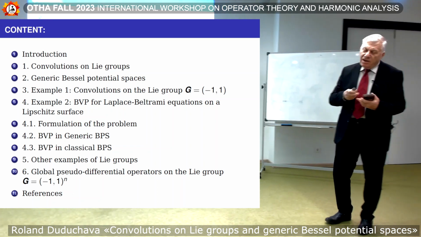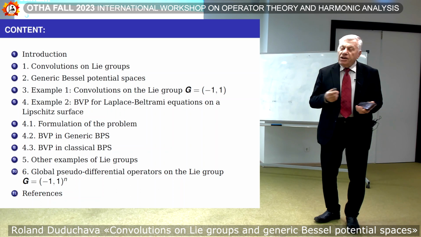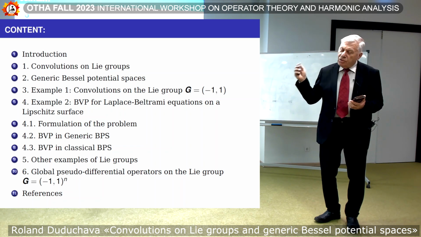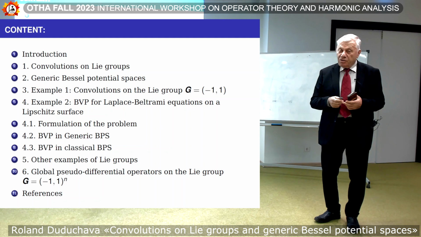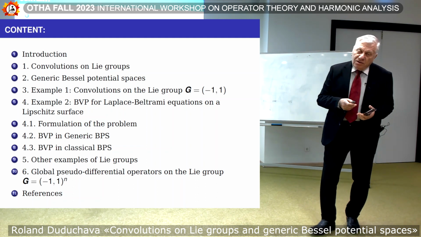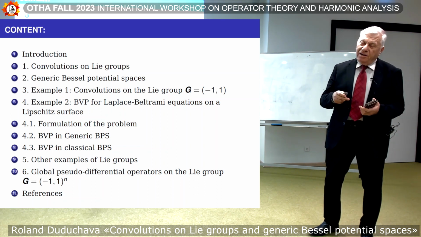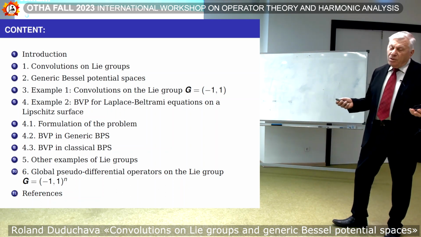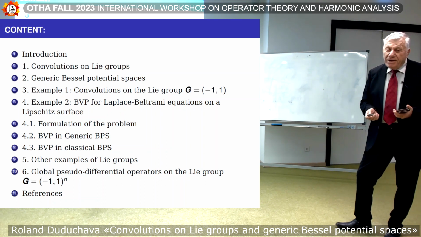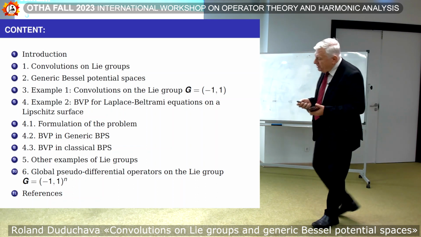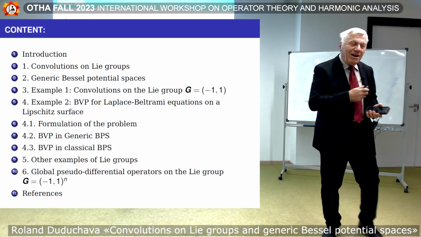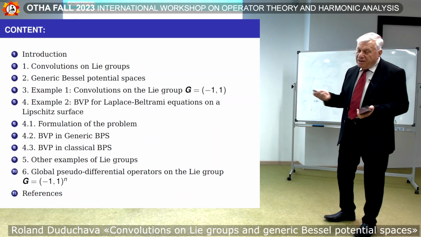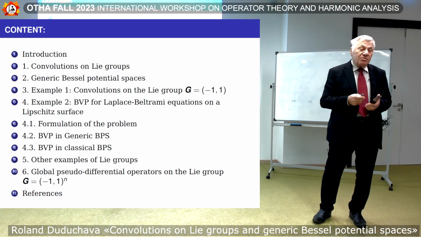Then we'll introduce some new spaces, which I call generic Bessel potential spaces, which are much better adapted to convolution equations on groups. And then I will demonstrate with an example that these spaces, generic Bessel potential spaces, are really very well adapted. After that, I will demonstrate several Lie groups. Some of them seem very strange, and it's difficult to imagine that they are Lie groups, but they are Lie groups.